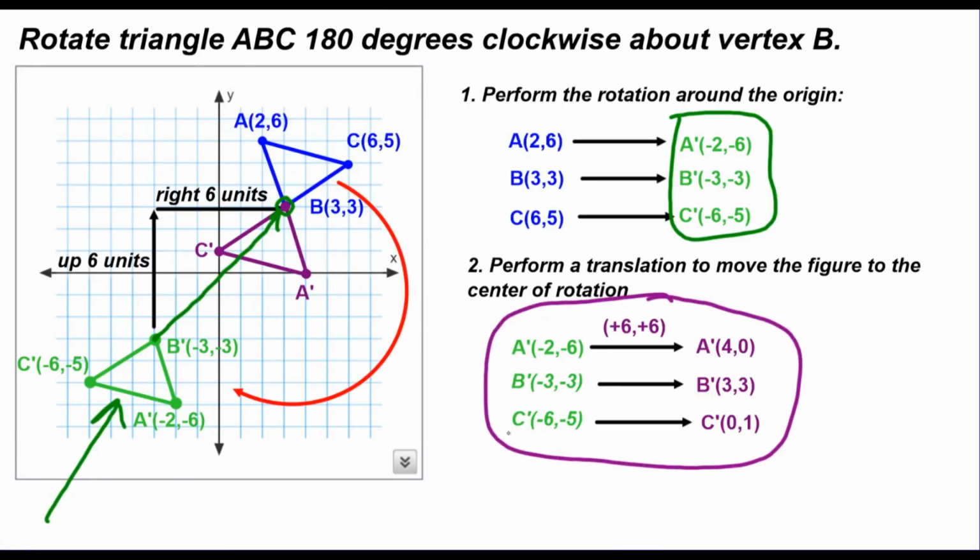I'm taking that rotated triangle and sliding it up 6 and right 6 so that B prime is back on top of B, and that gives me that purple triangle. Now that's a rotated triangle, but it is on top of B, so it's like it was rotated around point B. So to perform a rotation around a point other than the origin, you have to perform your rotation first, and then slide the shape into position where you wanted your center of rotation to be.